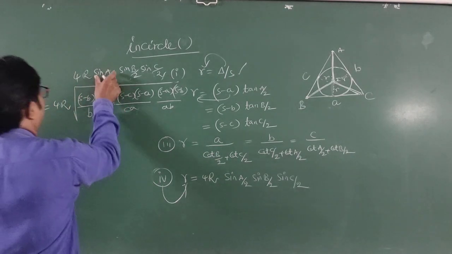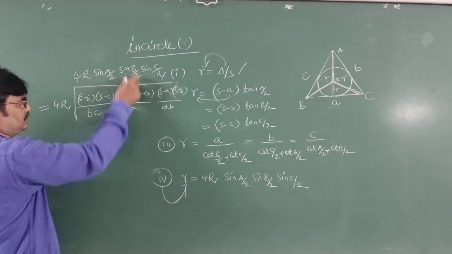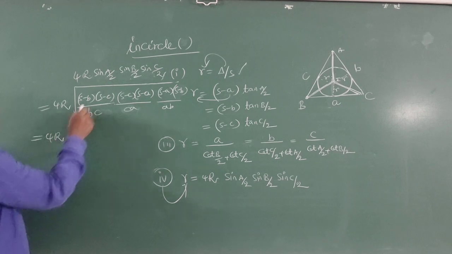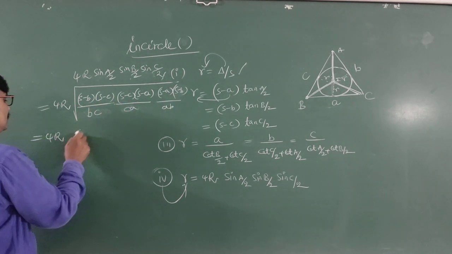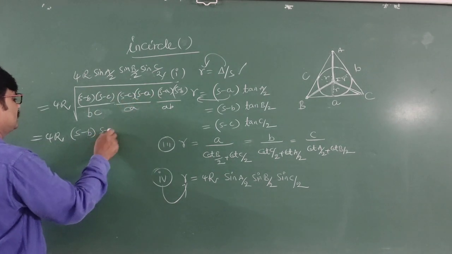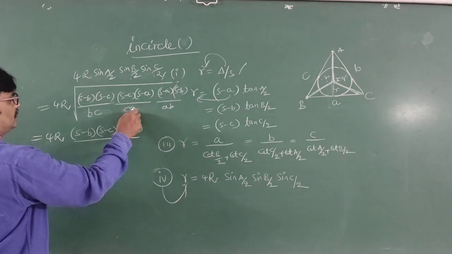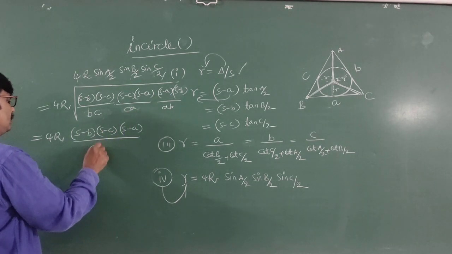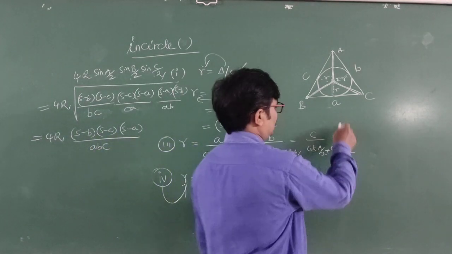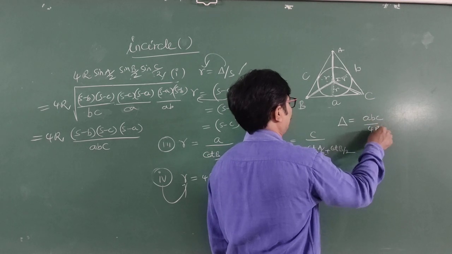That is why sin A by 2 is (s minus b)(s minus c) by bc under root. This is also under root, so we can take a whole root. Dear students, s minus b appears 2 times, square and under root cancel. s minus c also appears 2 times, square and under root cancel. Therefore this is s minus a. This is a squared, b squared, c squared, so this is abc. Dear students, everybody knows that the area of the triangle delta equals abc by 4R.